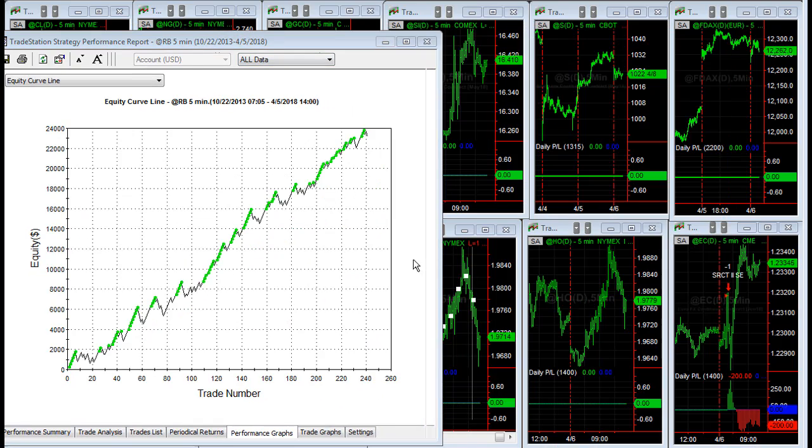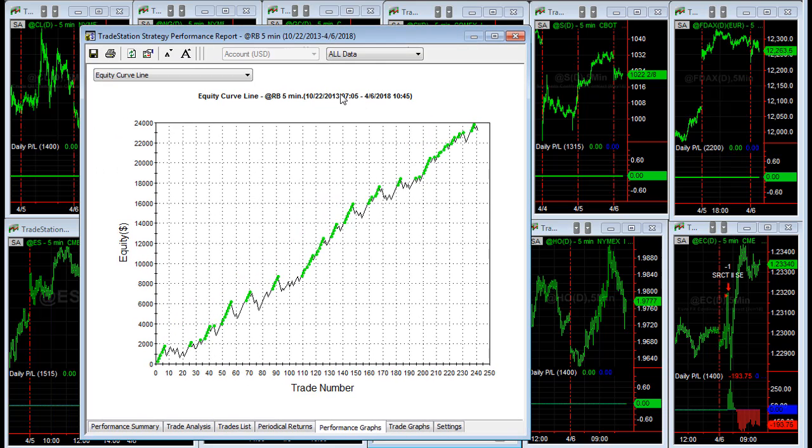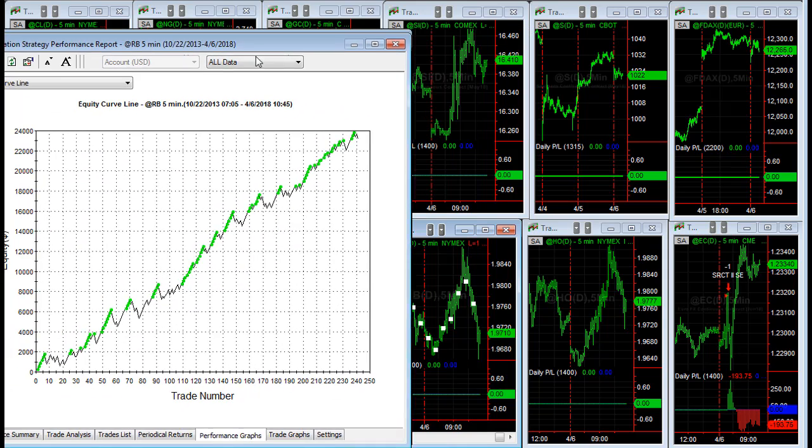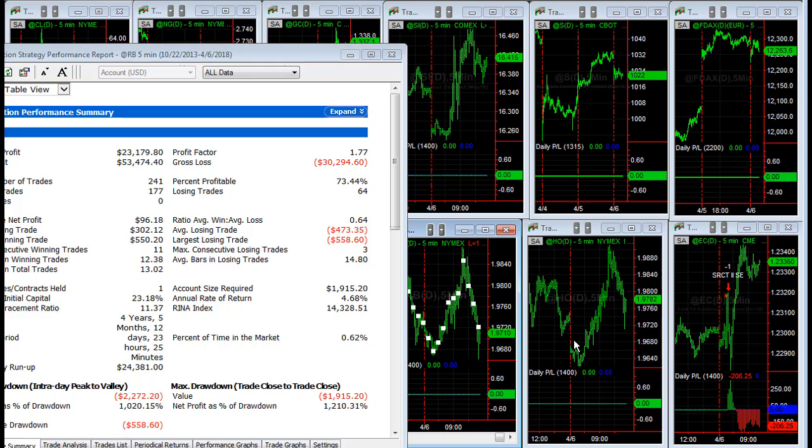And here is RBOB testing back to 2013. Most of these test back further, but RBOB with the current parameters. I'm not a huge fan of RBOB, but it's promising to see how well this works on other markets like RBOB. The average trade profit is $96.